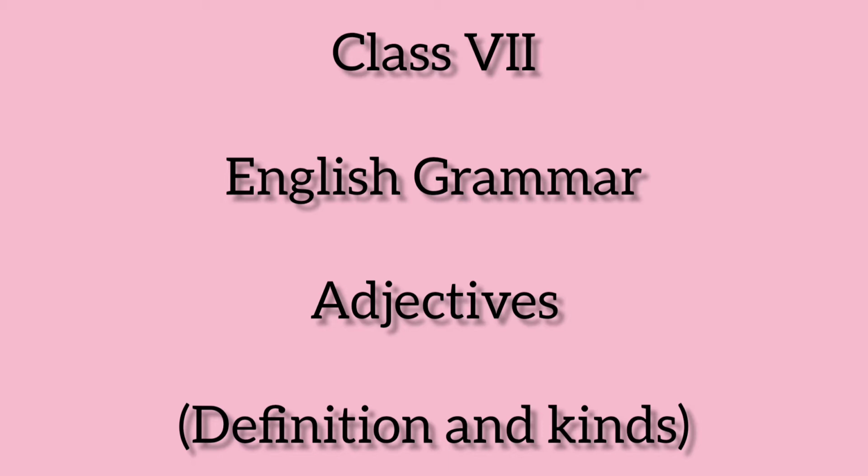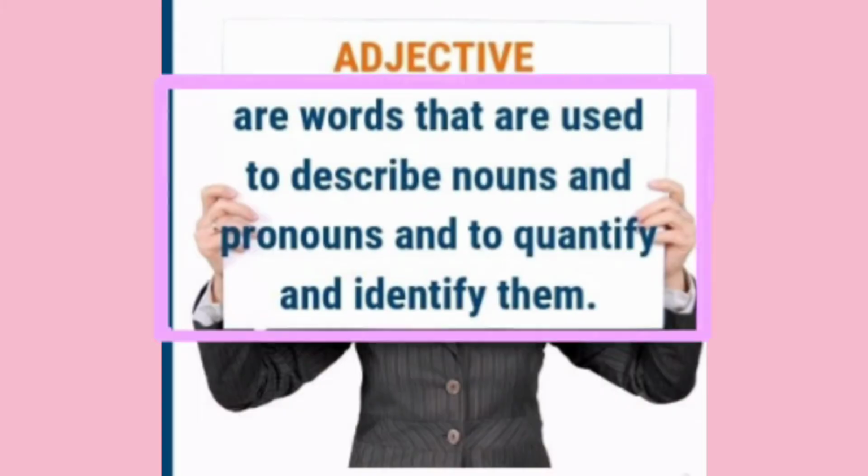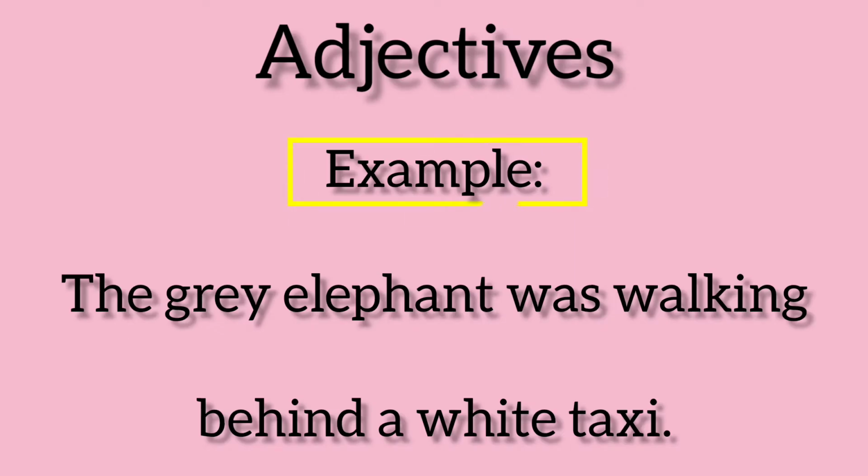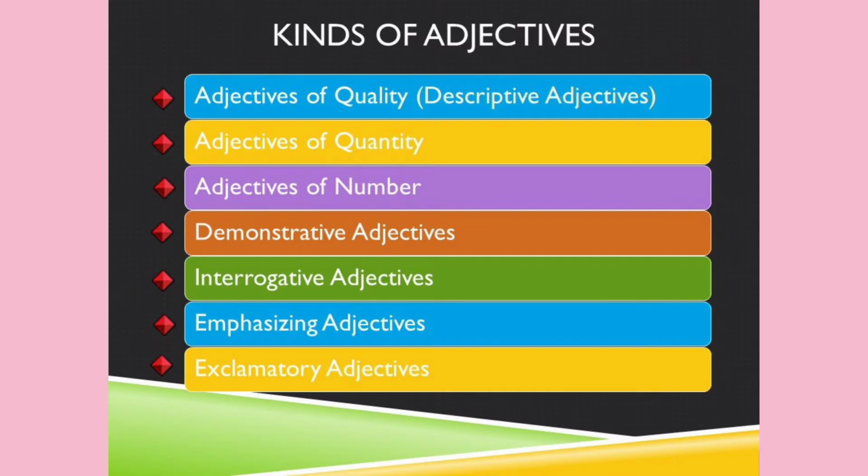In today's class, we are going to do another topic from our grammar book, that is adjectives. An adjective describes, identifies, or quantifies a noun or a pronoun. Let's now take an example for adjectives. The grey elephant was walking behind a white taxi. In this sentence, we can see that the adjectives grey and white describe the color of the nouns elephant and taxi.